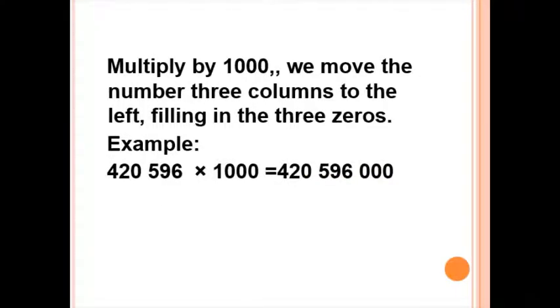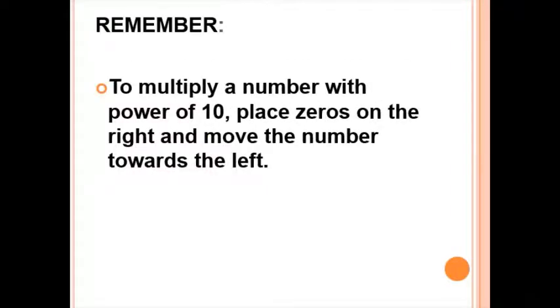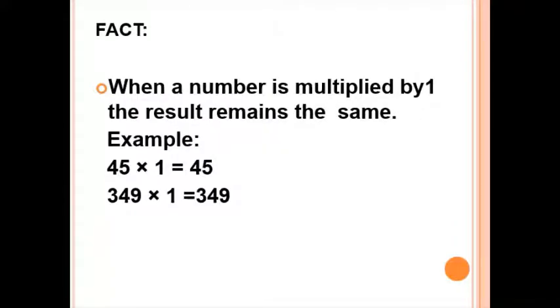And when we want to multiply by 1000, the same rule will be applicable here. But in 1000 there are 3 zeros, so we are going to put 3 zeros at the end of that number to get our answer. You must remember this, that to multiply a number with power of 10, place zeros on the right and move the number towards the left. Here I want to discuss some facts with you, that when a number is multiplied by 1, the result remains the same.